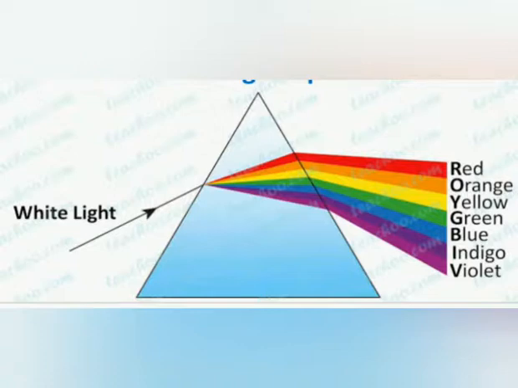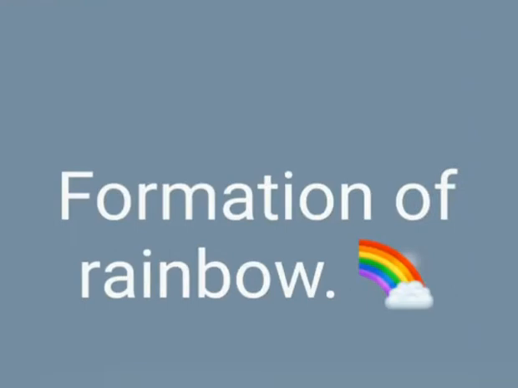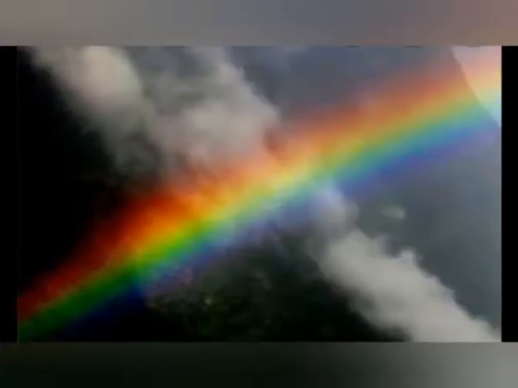Now, the last topic is the formation of a rainbow. A rainbow is an example of dispersion of white light. Just after the rain, a large number of small droplets of water remain suspended in the air. Each drop acts like a small prism. When sunlight falls on these drops, the white light is split into 7 colors.